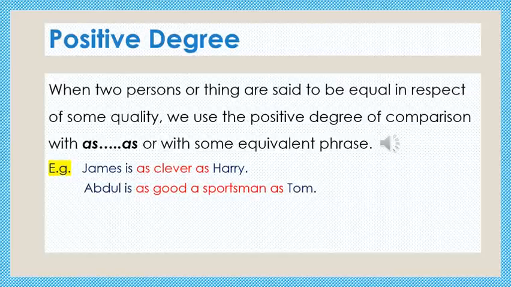The second example given here, you can see: Abdul is as good a sportsman as Tom. There is no difference between the degree of sportsmanship between them. Both are equal. To mention such kinds of degrees or qualities, we use the positive degree.